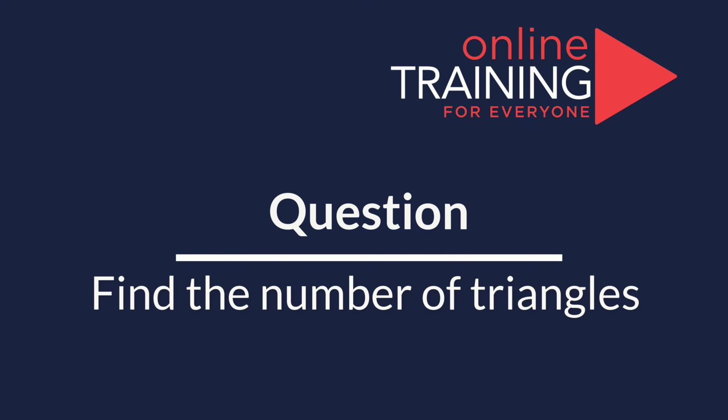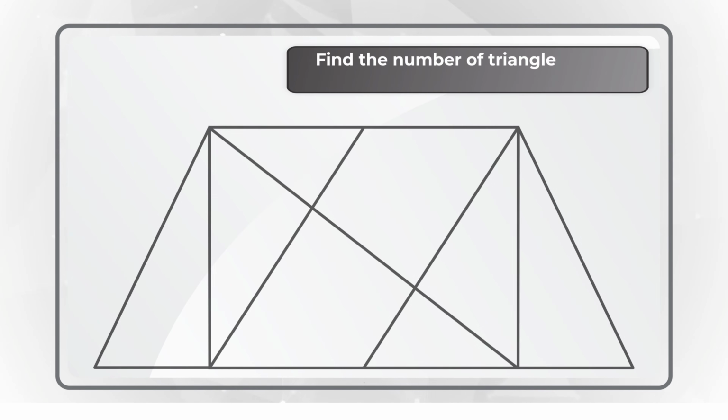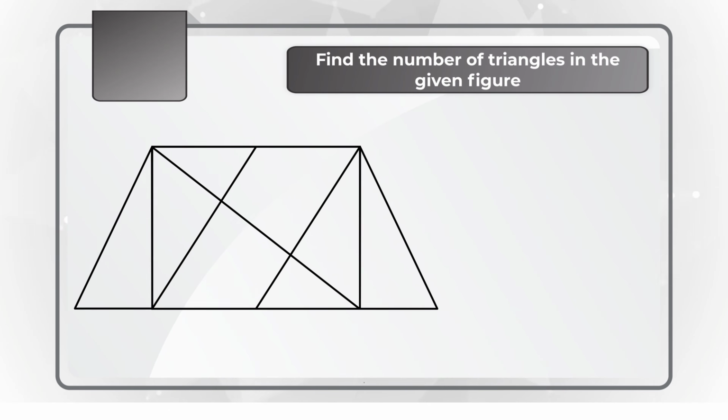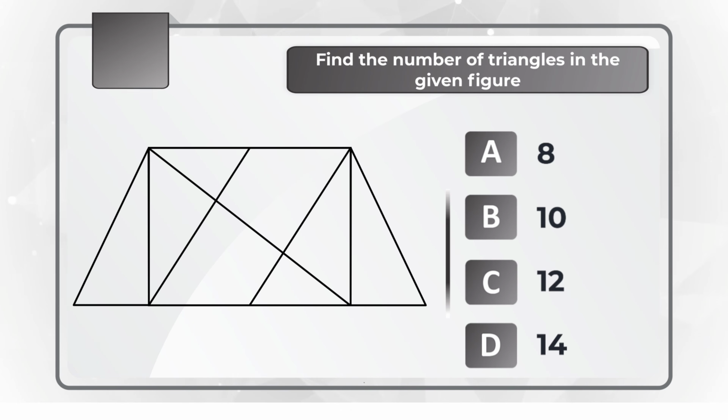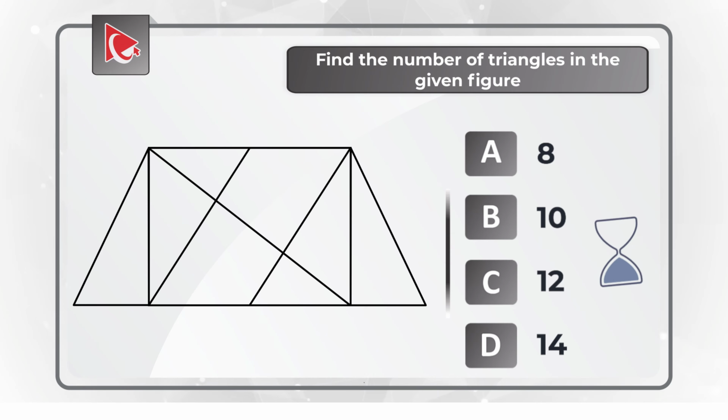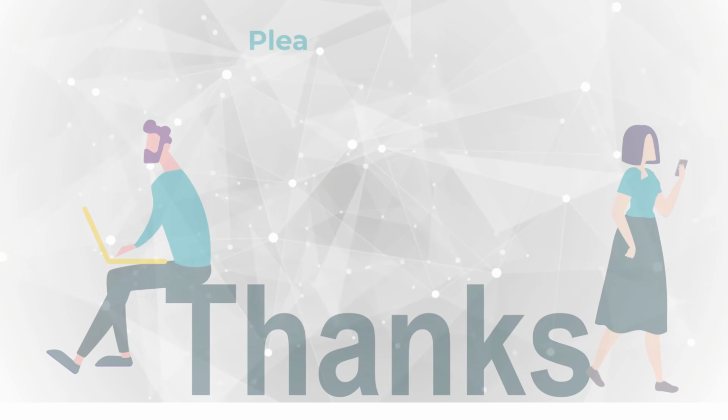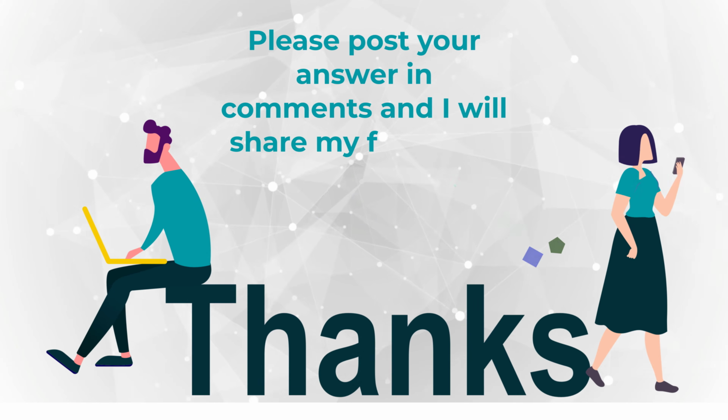And now, here's the question for you to try your skills. You need to determine how many triangles are shown on the screen. You have 4 different choices. Choice A, 8. Choice B, 10. Choice C, 12. And choice D, 14. Feel free to pause this video to calculate the right answer. And make sure to post your solution in comments so I can give you my feedback. Thanks for participating and good luck.